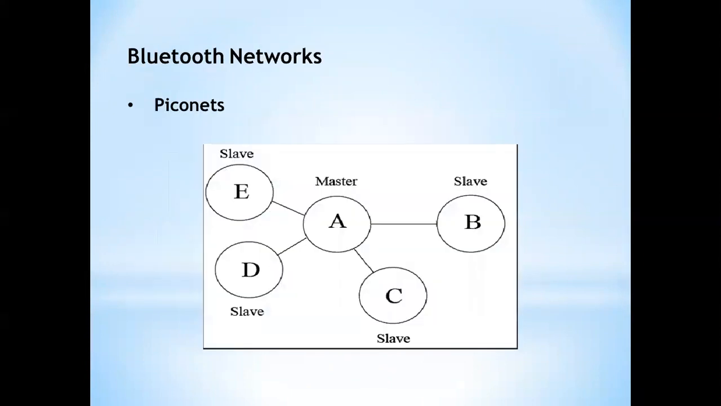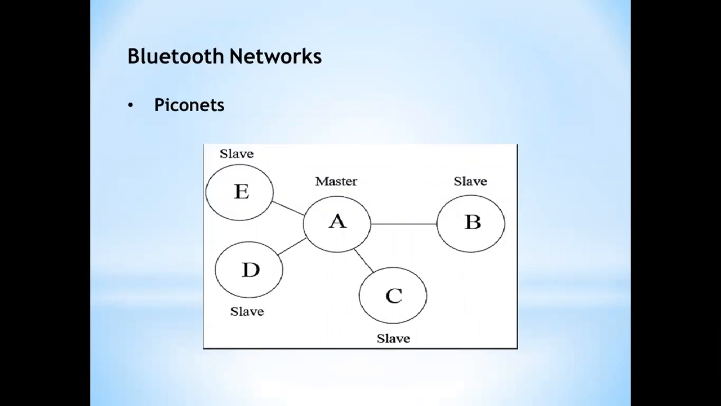Next is Bluetooth networks. Bluetooth defines two types of network, piconet and scatternet. First is the piconet. The first type of Bluetooth network is called a piconet or small net. It can have at most 8 stations. One of them is called the master and the others are called slaves. All the slaves are synchronized in all aspects with the master.